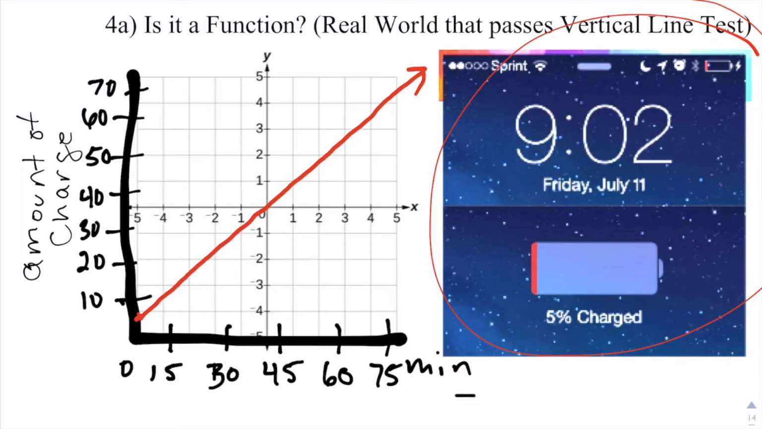But then as time goes on, it's going to gradually charge kind of on a constant rate. Right? So the kind of function that we see here on this graph is definitely a linear function, right? It'll charge at that constant rate until you take it off the charger. So this is definitely a real world function that would pass a vertical line test, which is charging your phone.